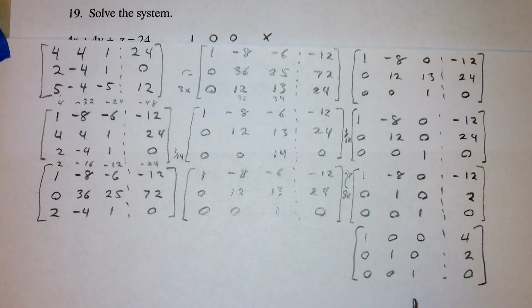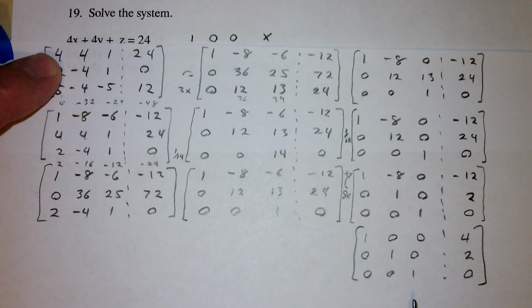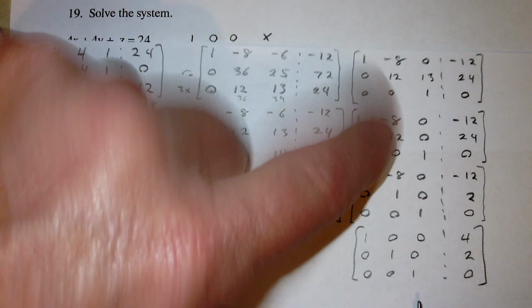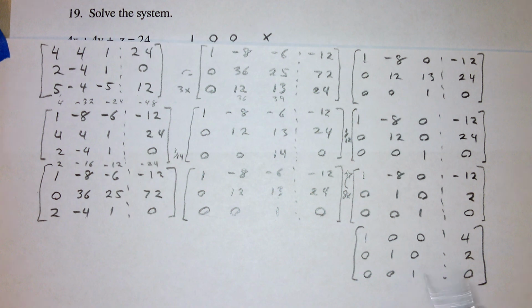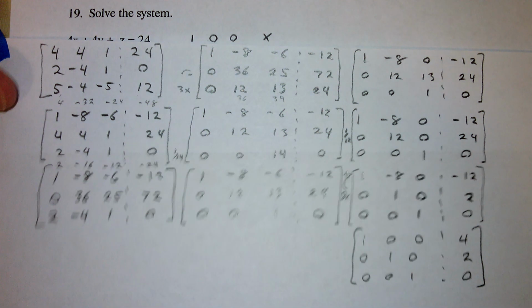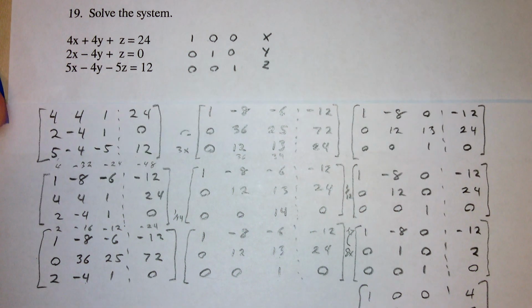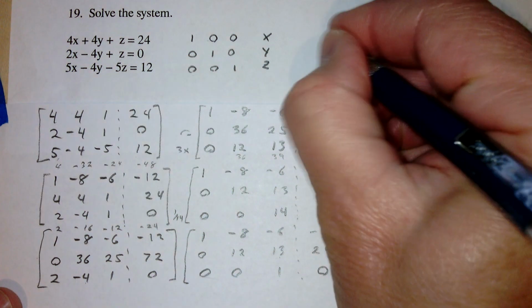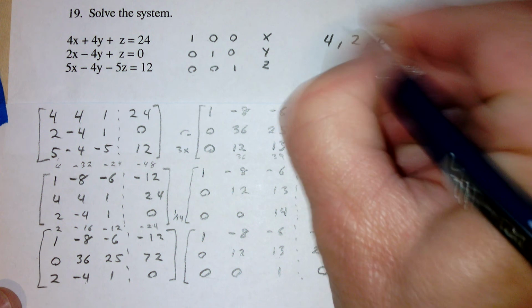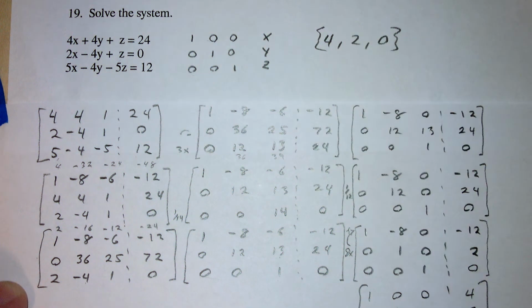Okay, and essentially that's our 9th step. This is where we started. So step 1, 2, 3, 4, 5, 6, 7, 8. 9 steps. We got 4, 2, and 0. Let's go back to our original problem. And what we want to do is just make sure that this works.